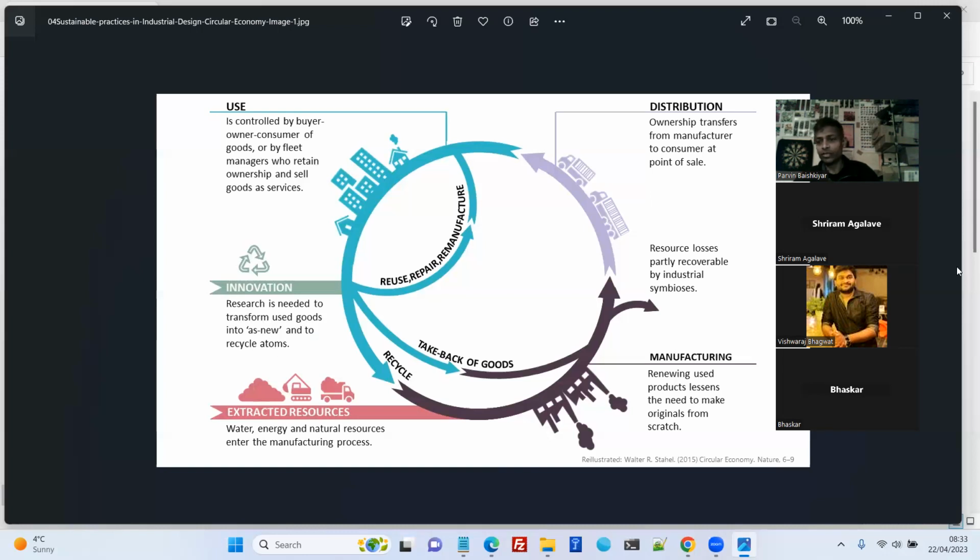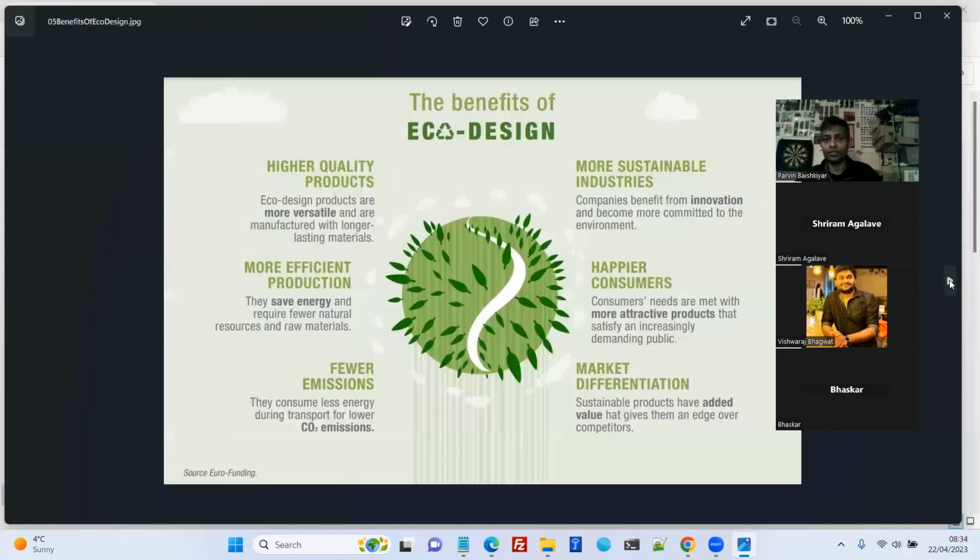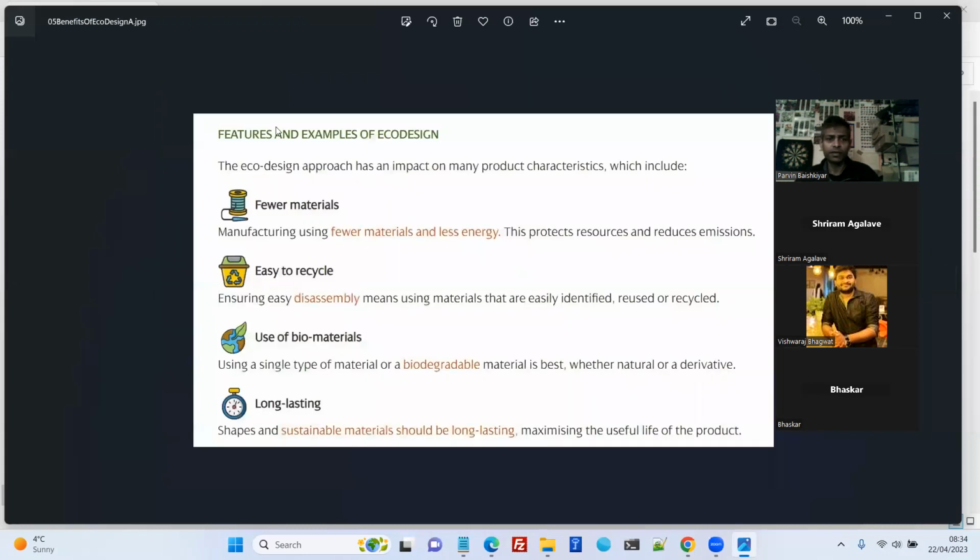Of course, you need innovation. So let's look into more detail. What is the process? And of course, we already know about the benefit of eco-design. A more sustainable industry, companies benefit from innovation and become more committed, happier consumers whose needs are met, and more attractive products. So we have covered a lot of these, so we are not going to do more of these anymore.